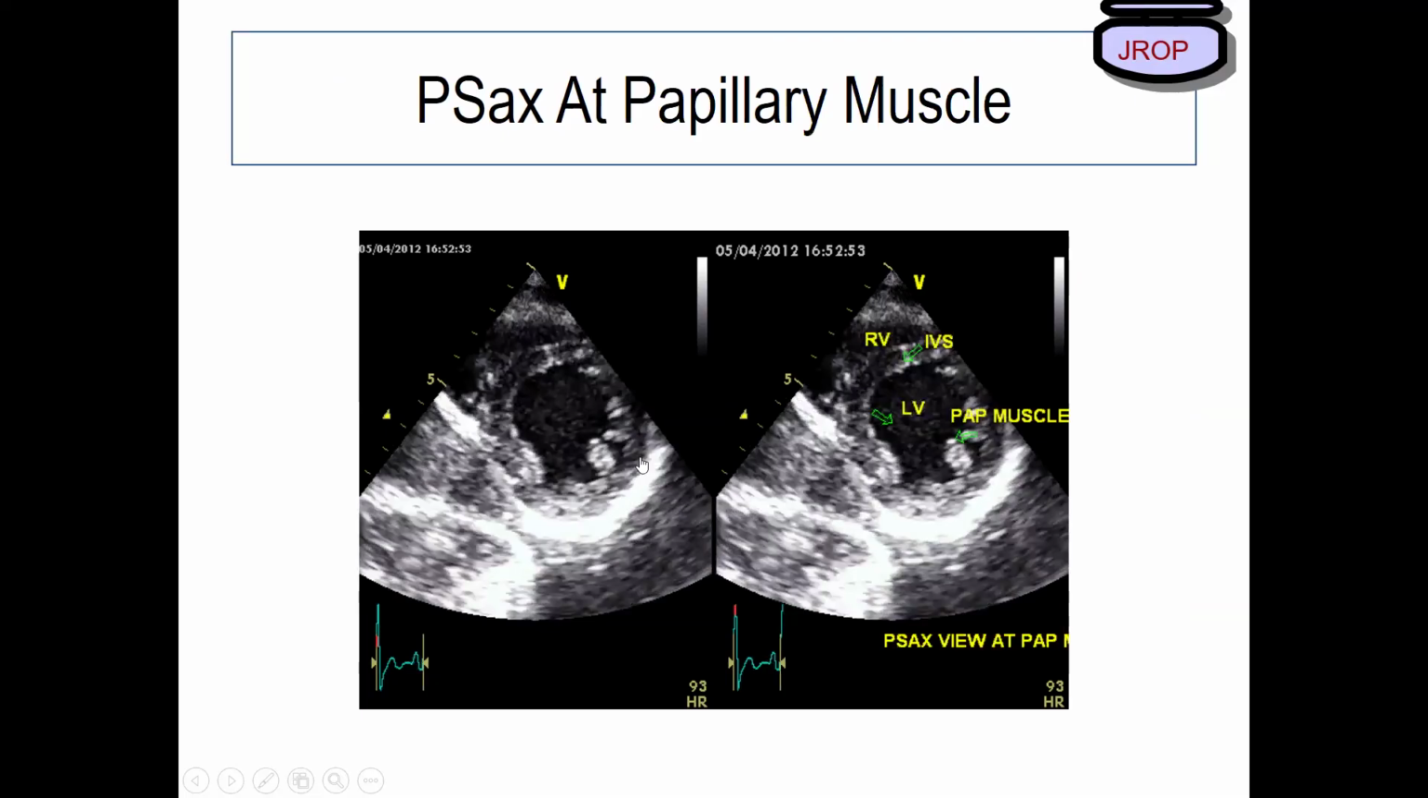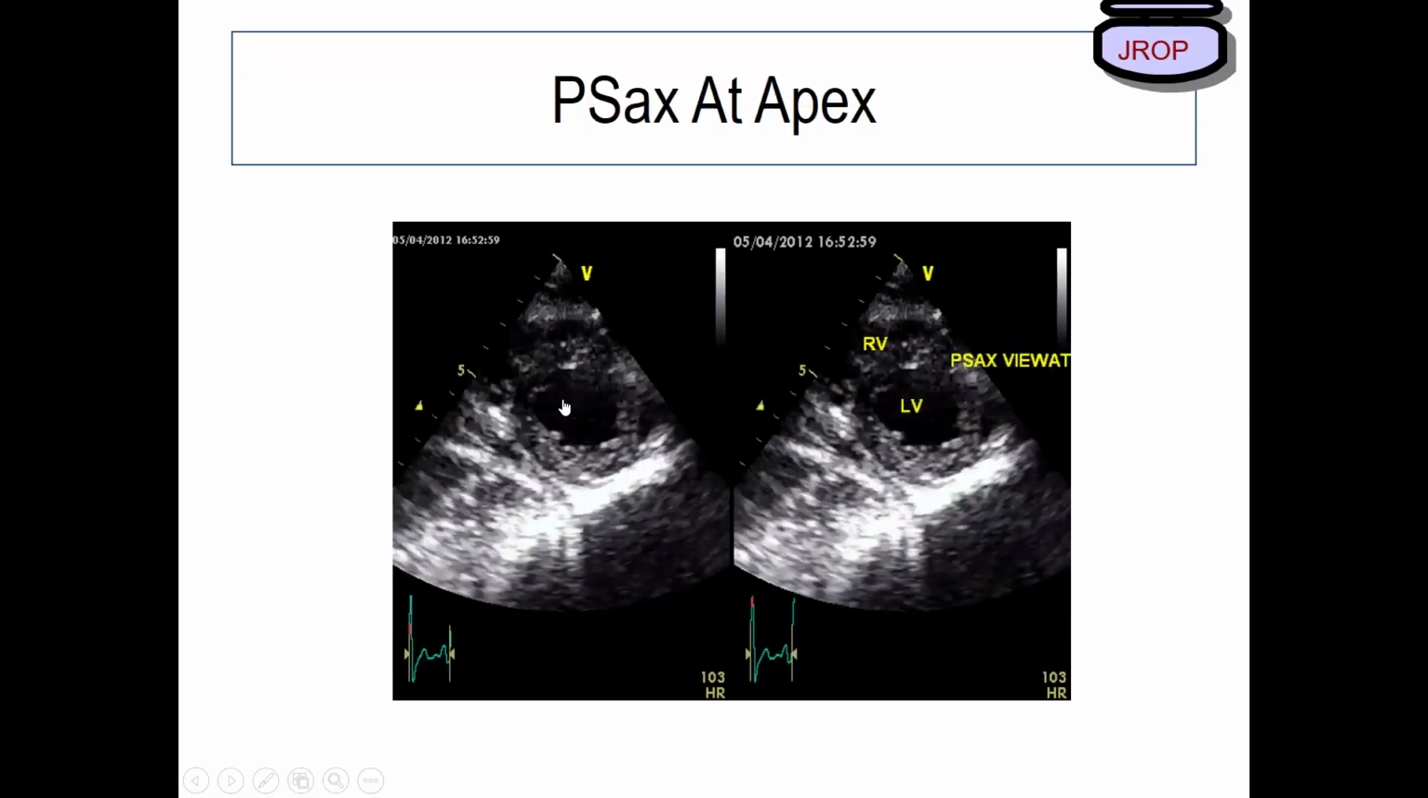Then comes papillary muscle. This is lateral papillary muscle. This is the medial papillary muscle. This is interventricular septum, and this is RV. And finally comes the apex. When everything is gone away, we have the interventricular septum and the right ventricle over here.